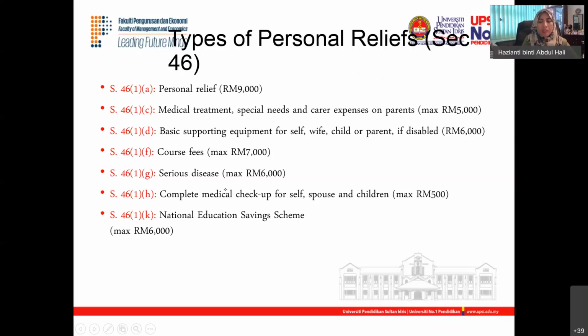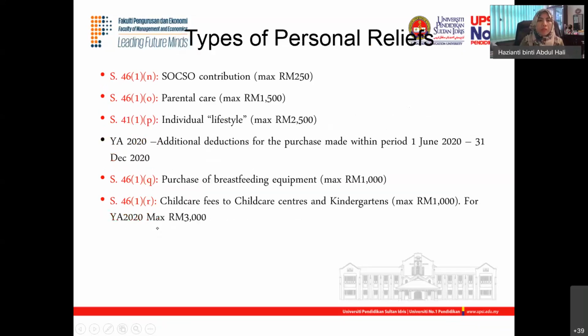46.1H, complete medical checkup for self, spouse and children, maximum 500 ringgit. And 46.1K under National Education Savings Scheme, this is PTPTN. So if your parents save money here for you and also your siblings, they can claim up to a maximum of 6,000 a year. So contribution maximum 250. Parental care maximum 1,500 per parent.